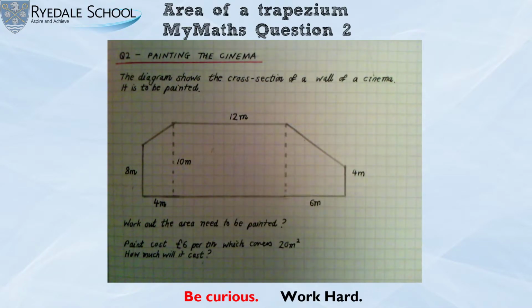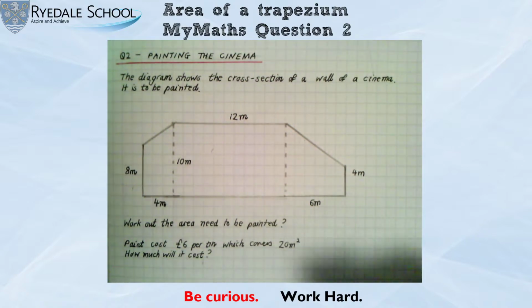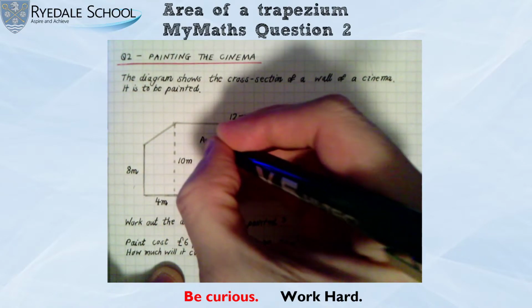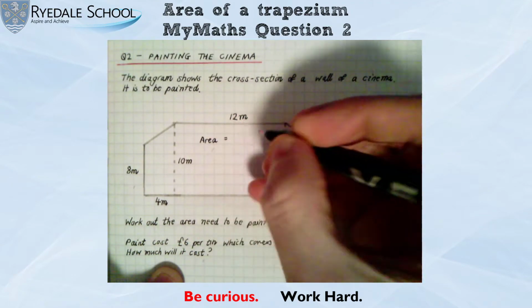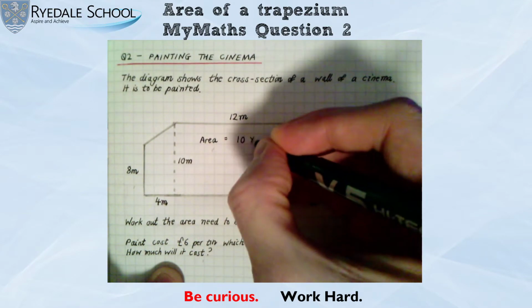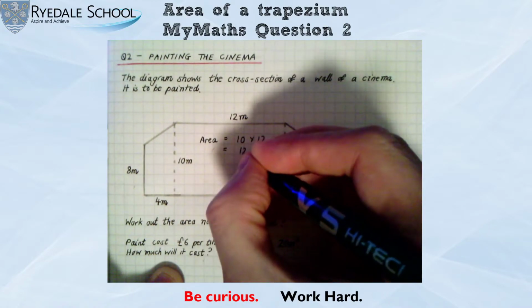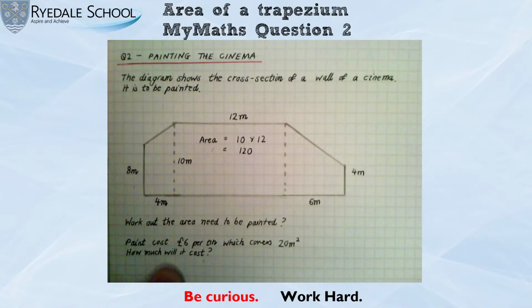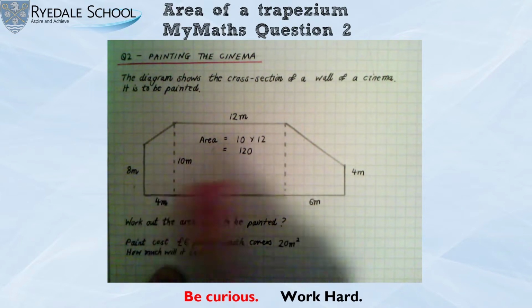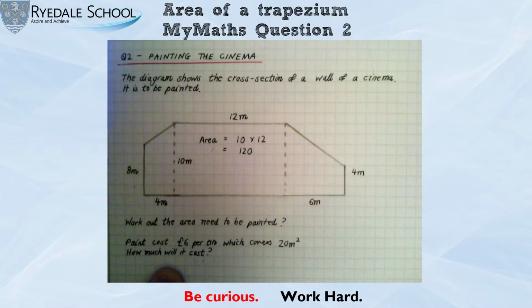And we know the formula for the area of a rectangle is length times width. So for this shape, and I'll write it in the middle, the area is just 10 times 12, and 10 times 12 is 120. Okay. So the two other shapes are trapeziums, and this is a much more complicated formula.